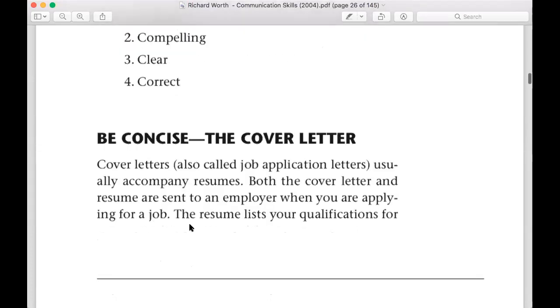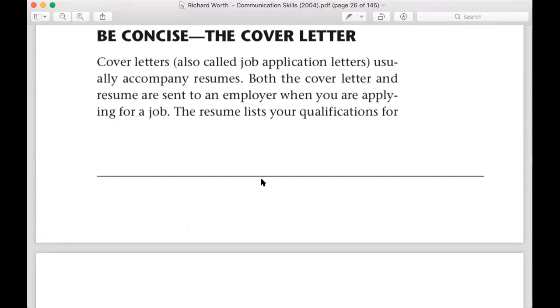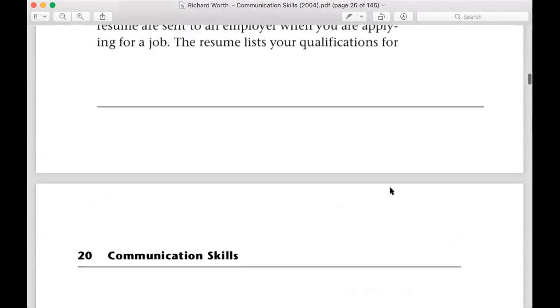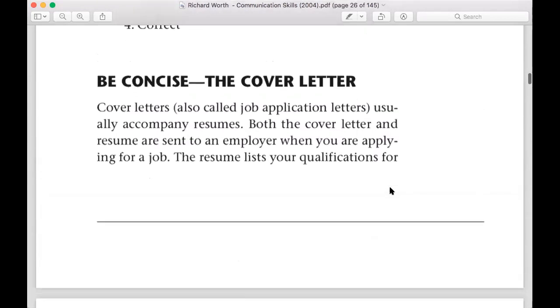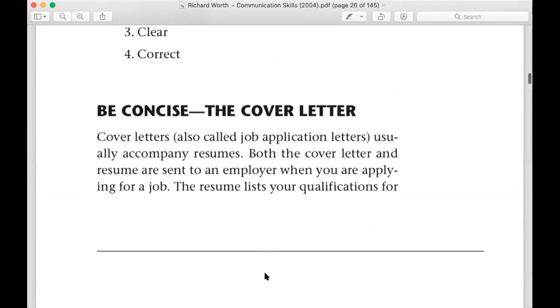Now, I'm giving you 5 minutes, and there's a story of a person. I had one student explain a career counselor. He shares the story of how a student could not be concise in her job application. So what happened then? And what is his advice? I'm giving you 5 minutes, till the rest of your class fellows join in, to read this passage and tell me your understanding of it. Be concise, the cover letter.